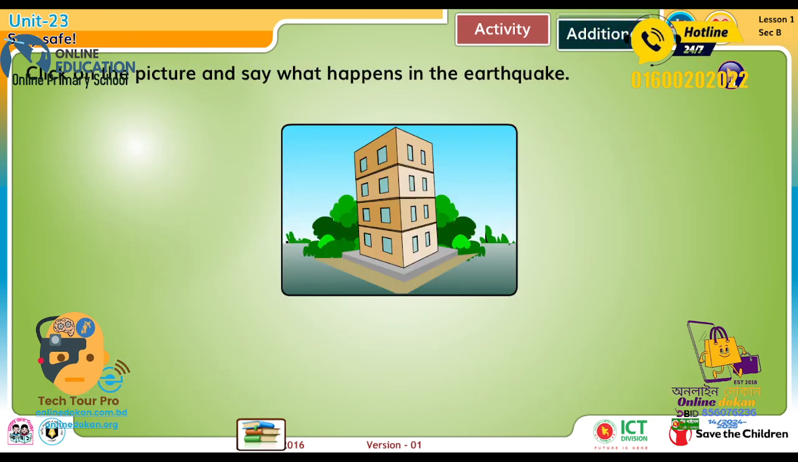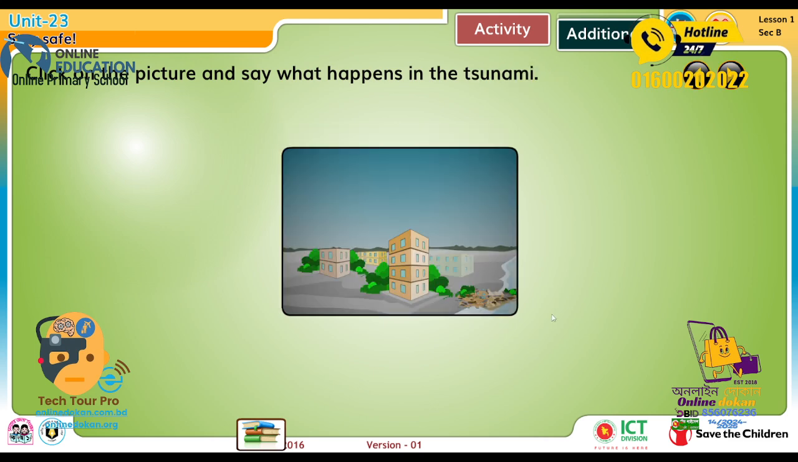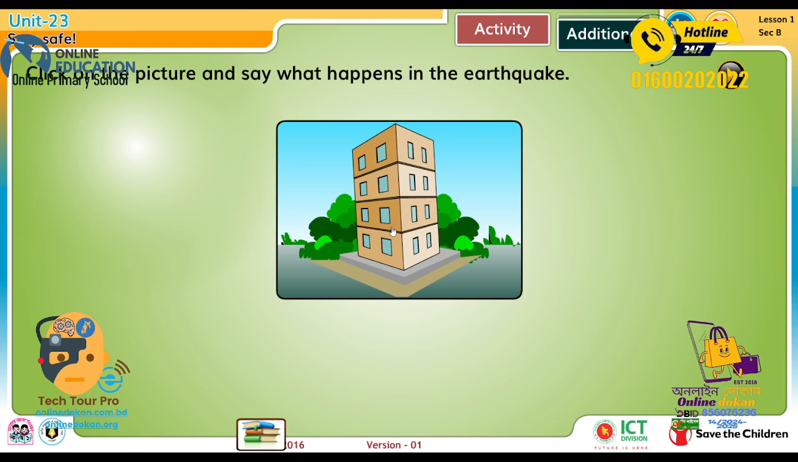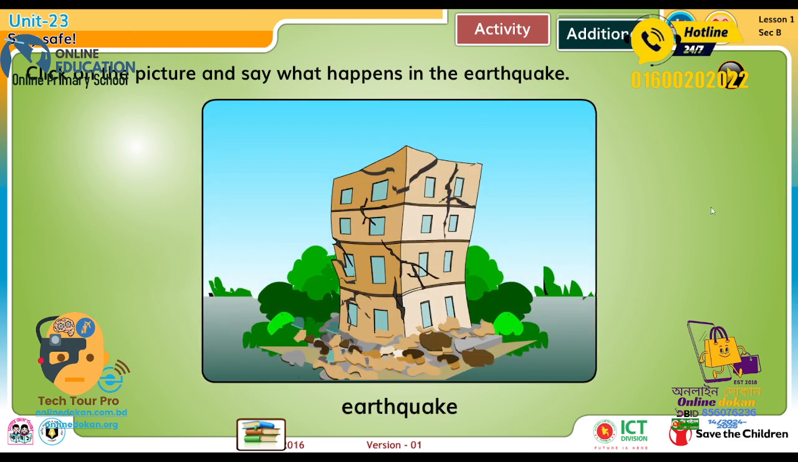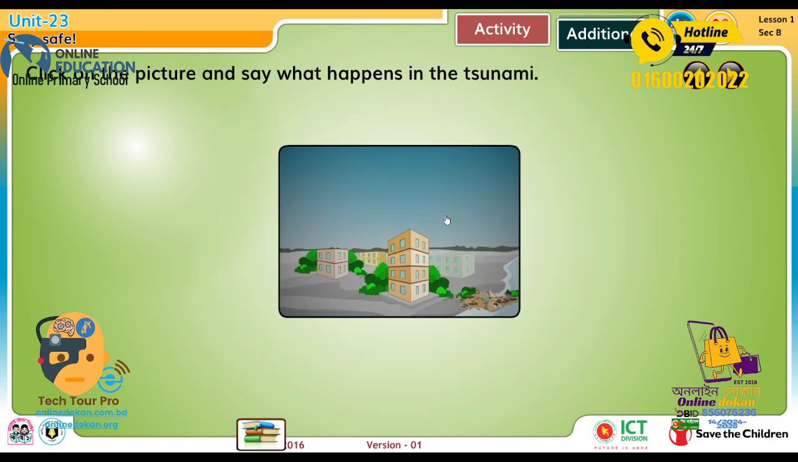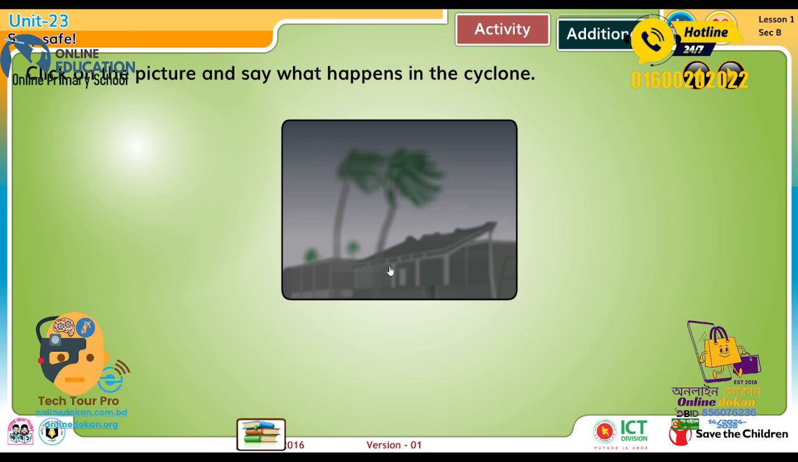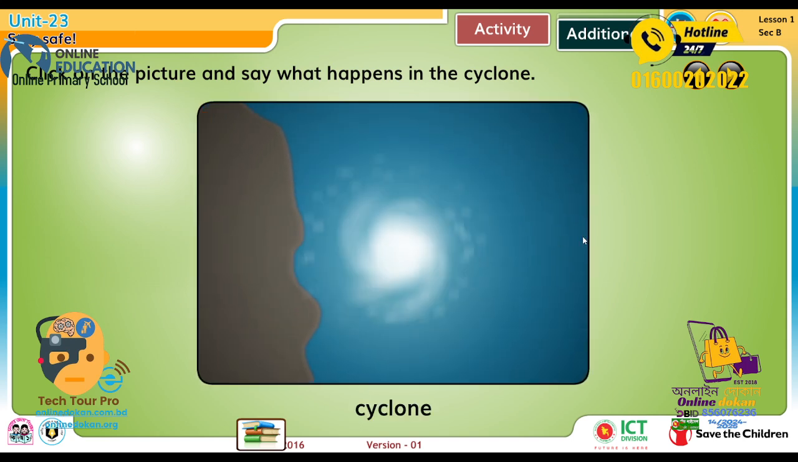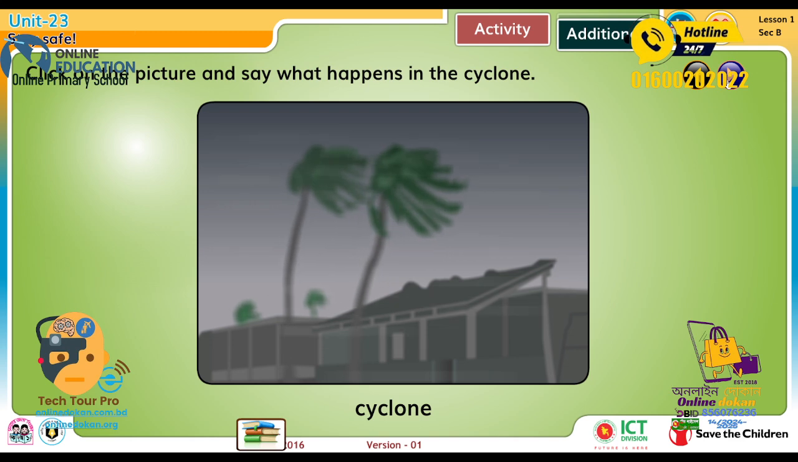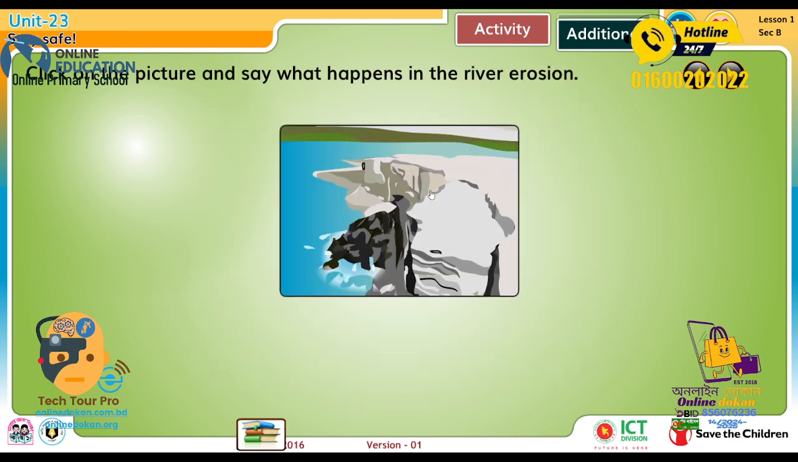Click on the picture and say what happens in the earthquake. Click on the picture and say what happens in the tsunami. Click on the picture and say what happens in the cyclone. Click on the picture and say what happens in the river erosion.